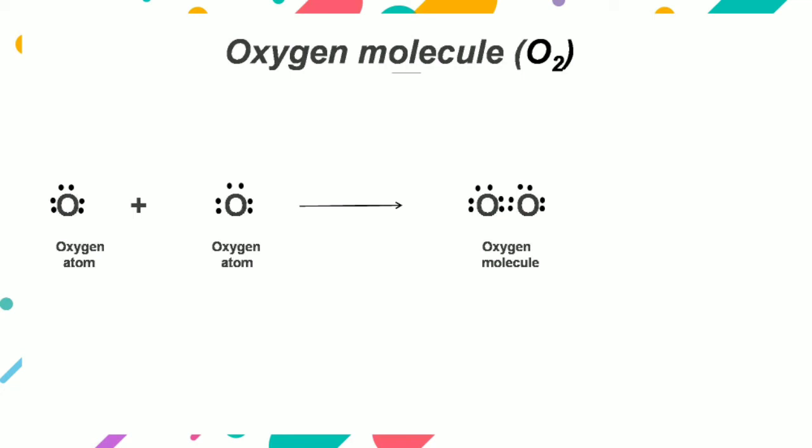The pairs of electrons which are not placed between any 2 atoms are the lone pairs. So there are 4 lone pairs and 2 shared pairs in one oxygen molecule. And as 2 electron pairs are shared between 2 oxygen atoms, therefore there is a double covalent bond present between 2 oxygen atoms. So, oxygen molecule is also represented by putting 2 short lines between 2 oxygen atoms.